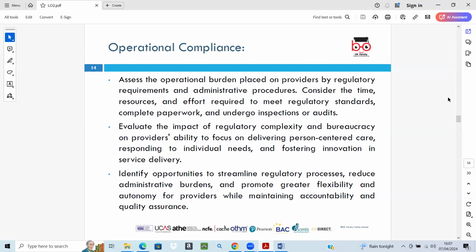Previously, if we were doing it manually, we used to scan those documents and save them as a PDF or picture format. So this was taking a lot of time. Now time has changed and we have evolved. So now we don't need to scan those documents and things.